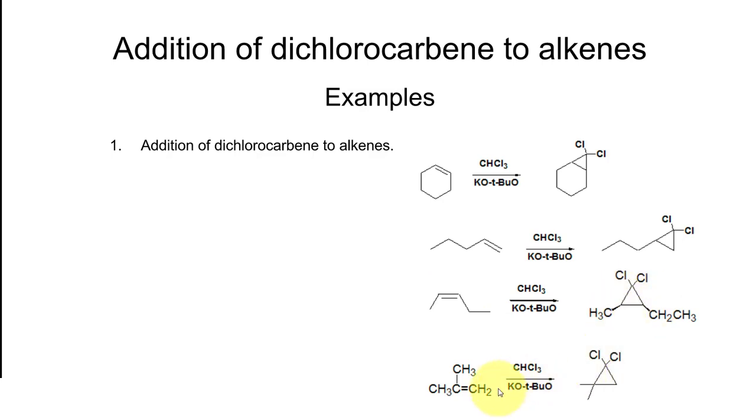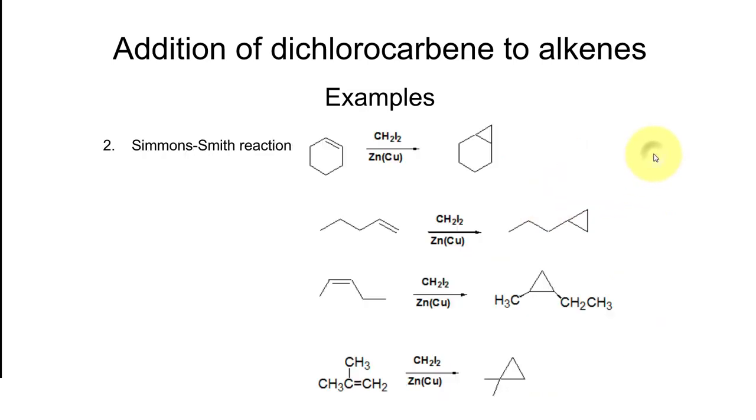And finally, this is a simple case, but it looks complicated because of the format of drawing the structure that I've used here. This is a 3-carbon chain with a double bond and a methyl group on the 2nd carbon. Here's your 3-carbon chain, 1, 2, 3, with a methyl group on the 2nd carbon. This is where the double bond was. Now it has a 3-membered ring with the 2 chlorines attached to it. So these are just examples of how you would do that reaction.